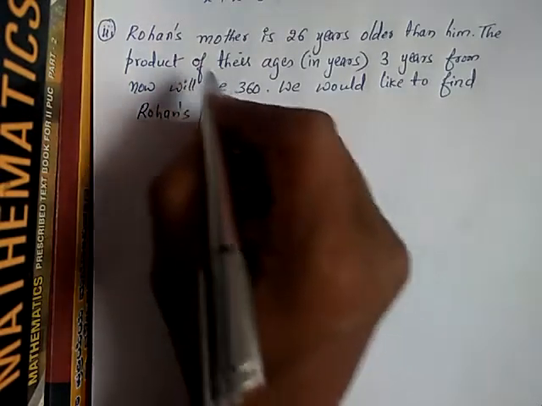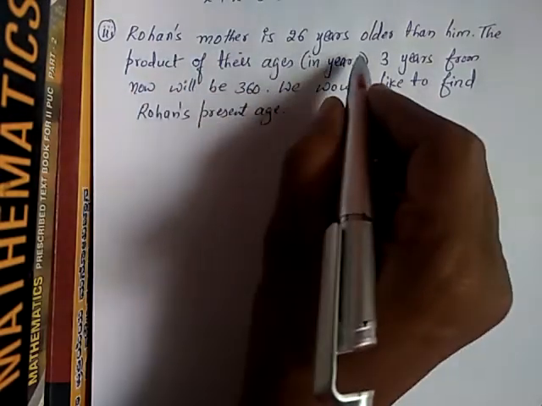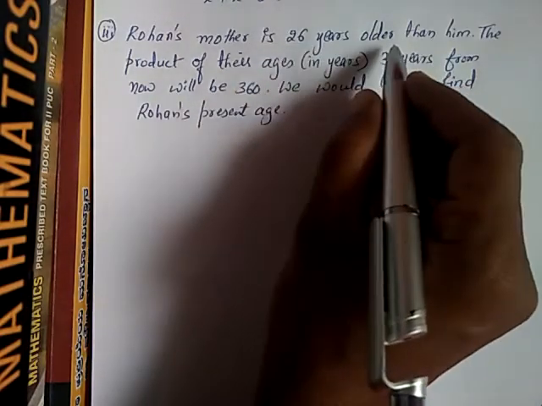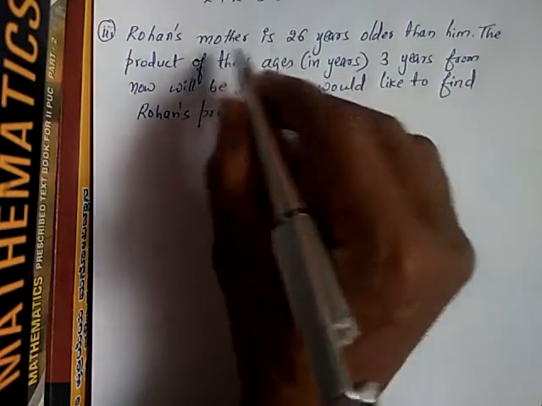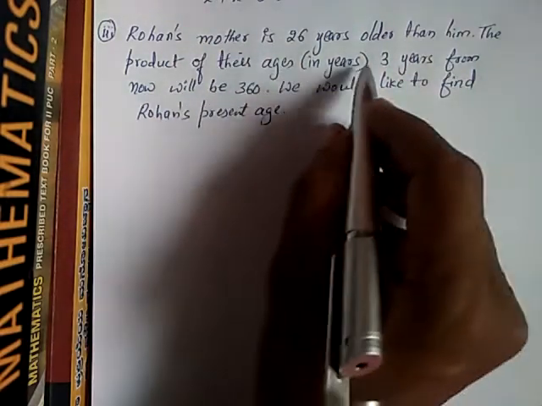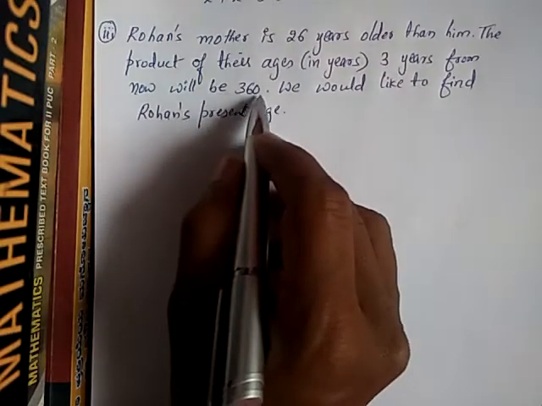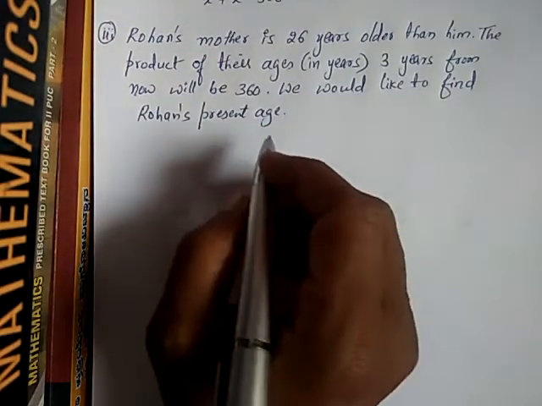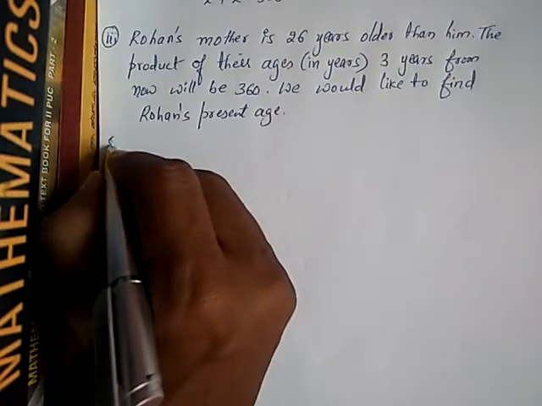Now the third question. Rohan's mother is 26 years older than him. Okay, so Rohan's mother is 26 years older than Rohan. The product of their ages in years, 3 years from now, will be 360. We would like to find Rohan's present age. So we don't know the present age, so in the solution we will take it as unknown.